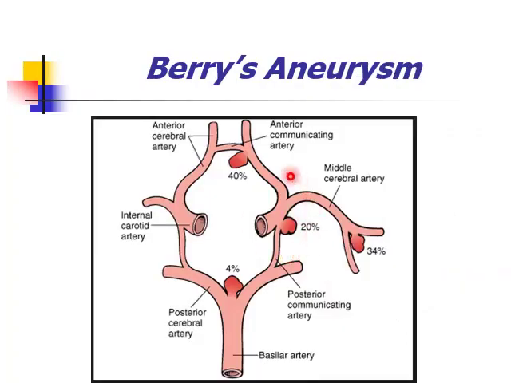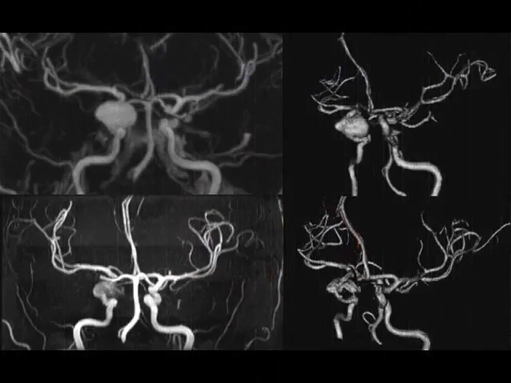This is an aneurysm appearing at the circle of Willis and the contributing arteries. These are the percentages for appearance between the different parts of the circle of Willis, and the aneurysm appearing at the circle of Willis is called Berry's aneurysm. These are different modalities of arteriograms showing Berry's aneurysm at different parts of the circle of Willis.